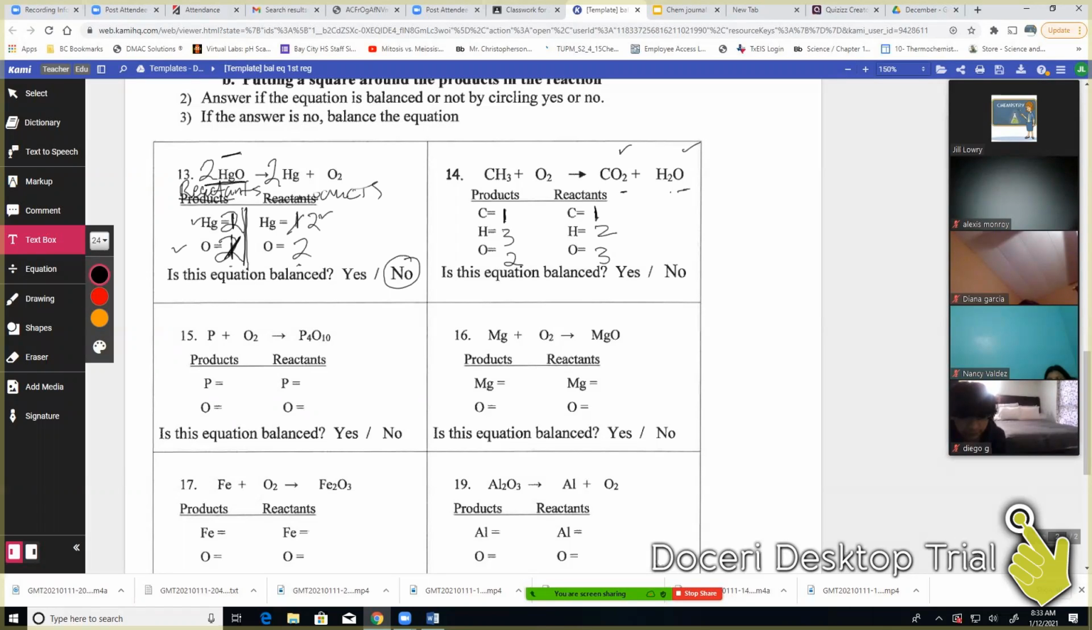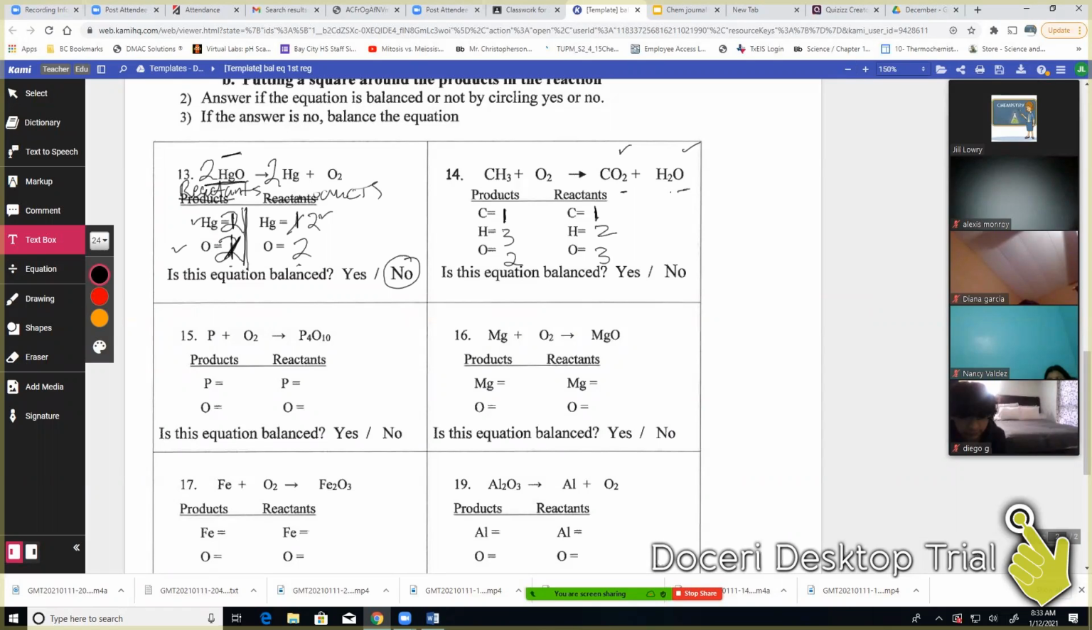When you have 3 and 2, what's the lowest number both of them can go into? What's the smallest number that 3 and 2 can go into? 1? 1 can go into them, but they can't go into 1. 6, right? Yeah, 6. So I'm going to have to try to get 6 hydrogen on each side. Anytime you have 3 and 2, you're going to end up trying to get 6.